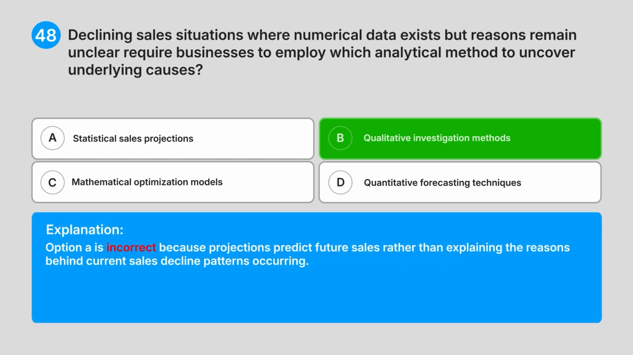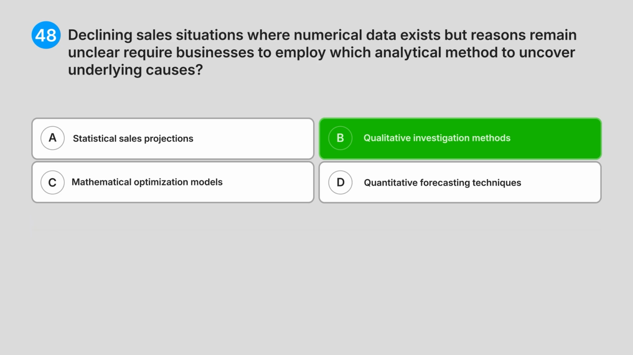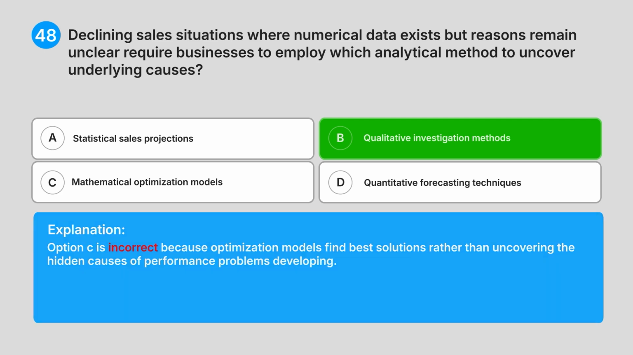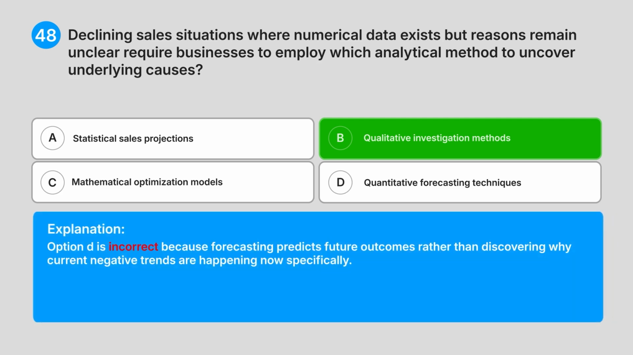Option A is incorrect because projections predict future sales rather than explaining the reasons behind current sales decline patterns occurring. Option C is incorrect because optimization models find best solutions rather than uncovering the hidden causes of performance problems developing. Option D is incorrect because forecasting predicts future outcomes rather than discovering why current negative trends are happening, now specifically.